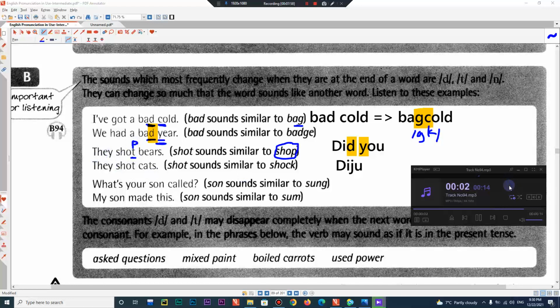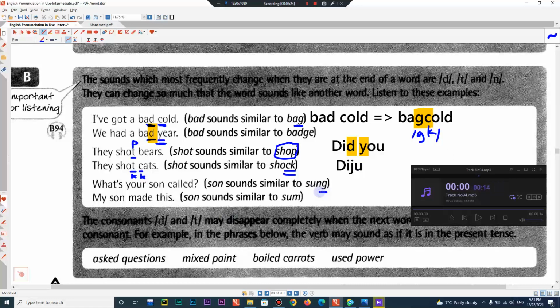They shot bears. They shot cats. Now here the t can change to a k sound, because the next word starts with a k sound. It's easier. So it's pronounced like shock. They shot cats. What's your son called?